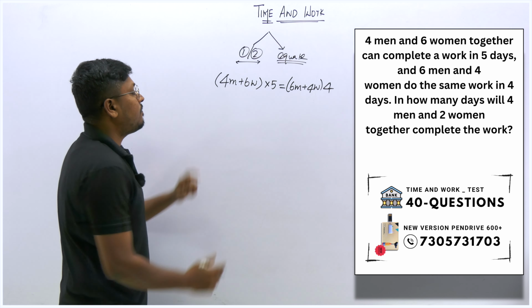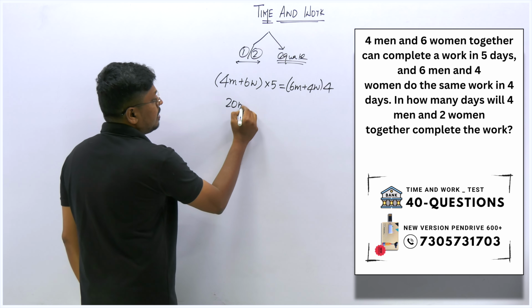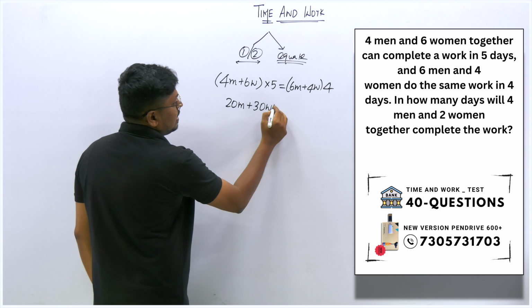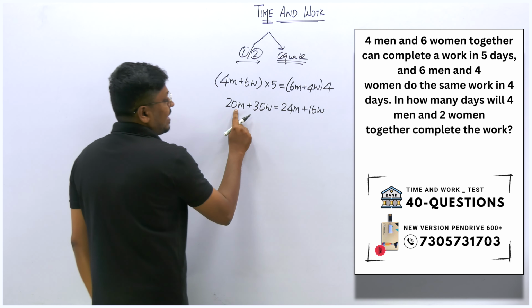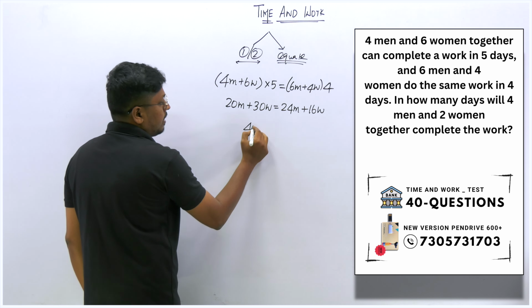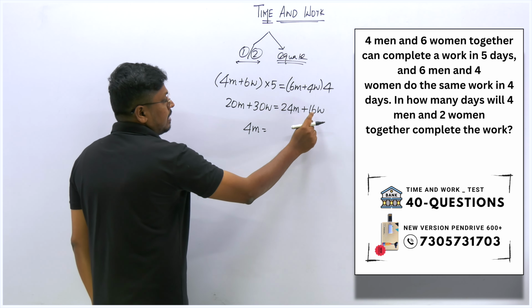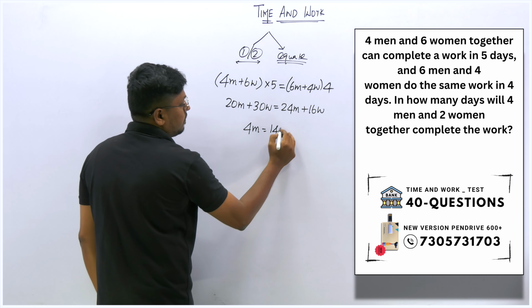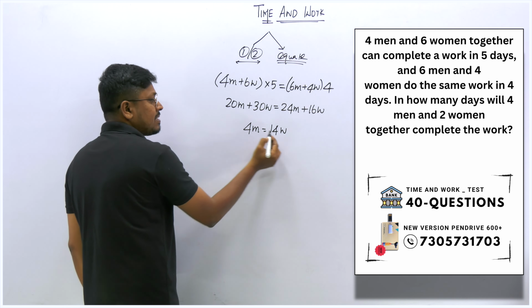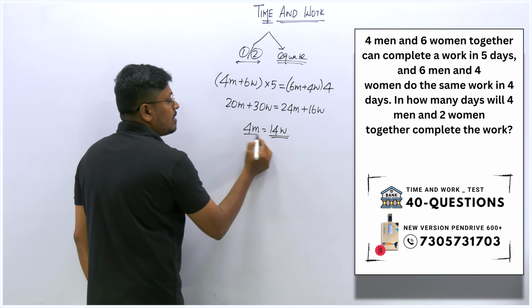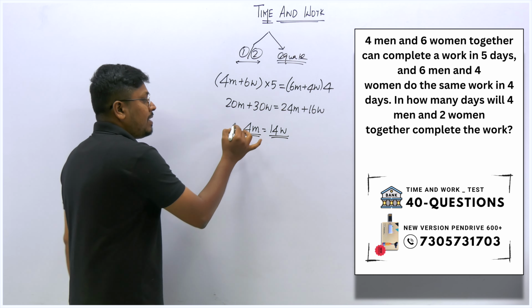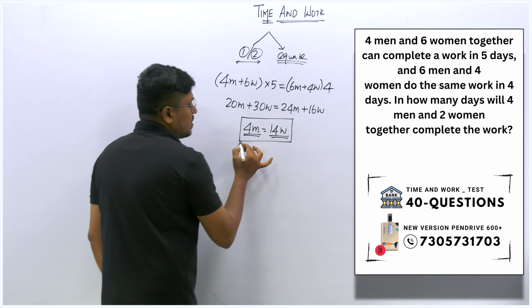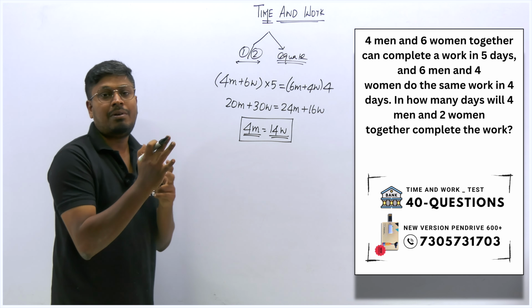So now multiplying 5 into 4 will be 20 men. So 30 women is equal to 24 men, 16 women. 20 men, 24 men will be 4 men. 30, 16 will be 14. So 14 women. This means 14 women is equal to 4 men, or else 4 men is equal to 14 women. So after equating it, we found how many men is equal to how many women.